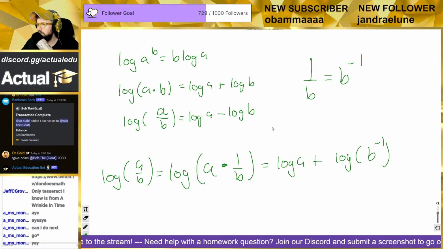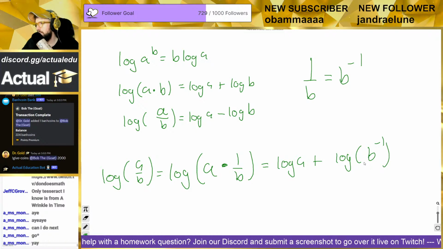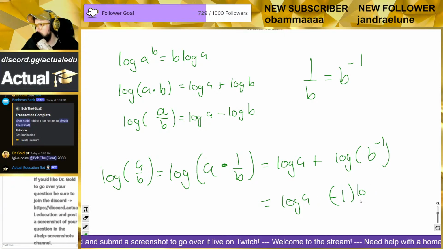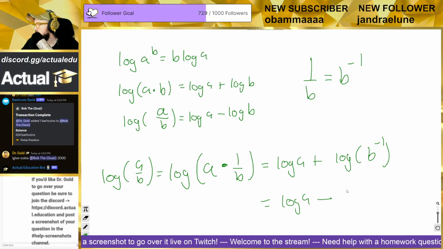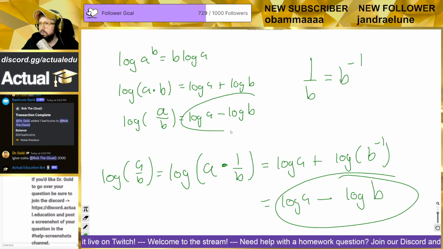First one, log a to the b equals b log a. So what does this become? It becomes negative 1 log b. So plus negative 1 log b is the same thing as just minus log b, right? Do you see how this is the same rule as this?